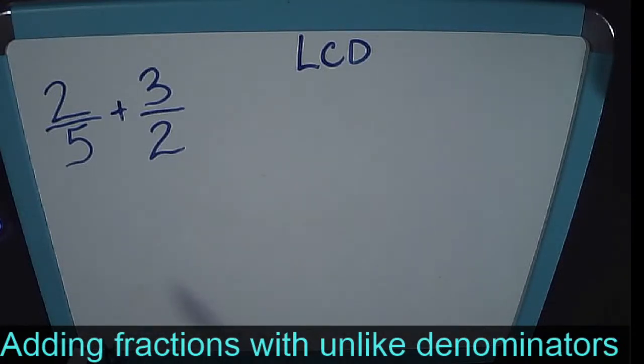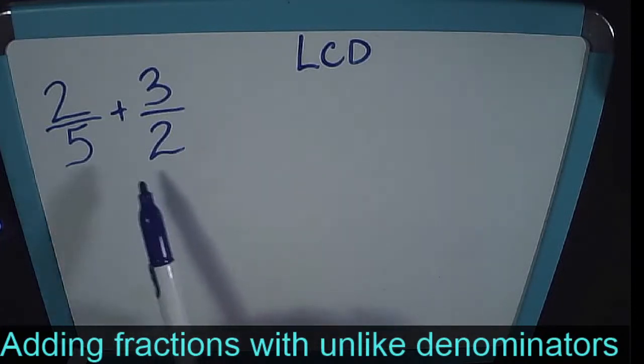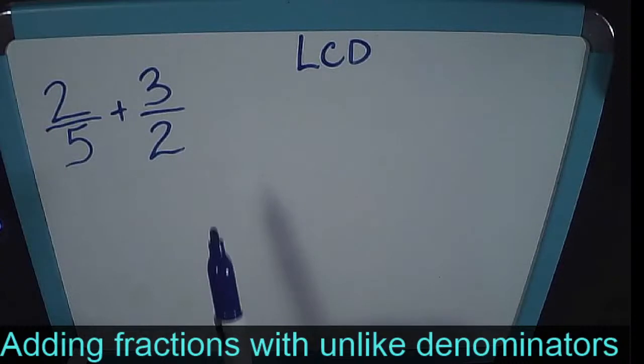The one thing I want to tell people about fractions: you must know your multiplication facts. We used to call them timetables back in the day, you know what I mean? If you don't, when it comes to adding fractions with unlike denominators, you're going to have a problem. You're going to have an issue. The best way to find the least common denominator is to find the multiple.